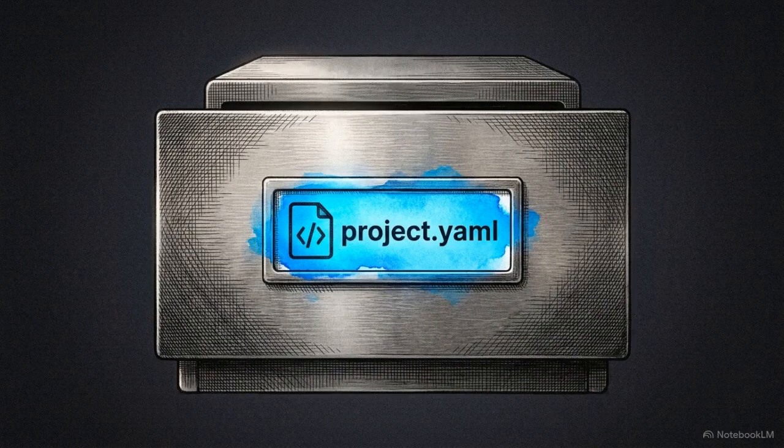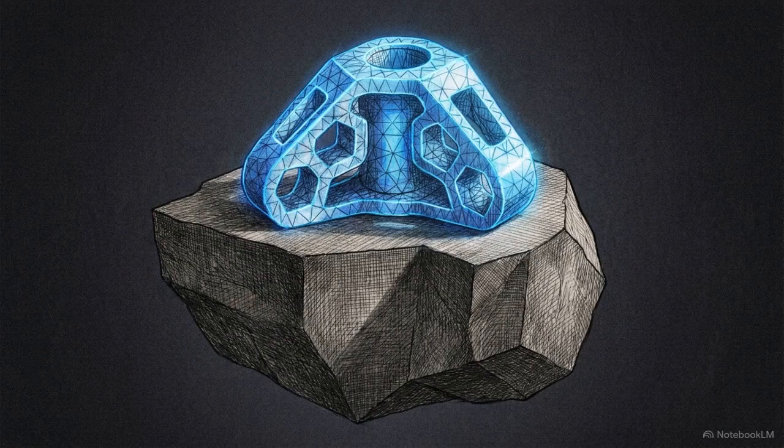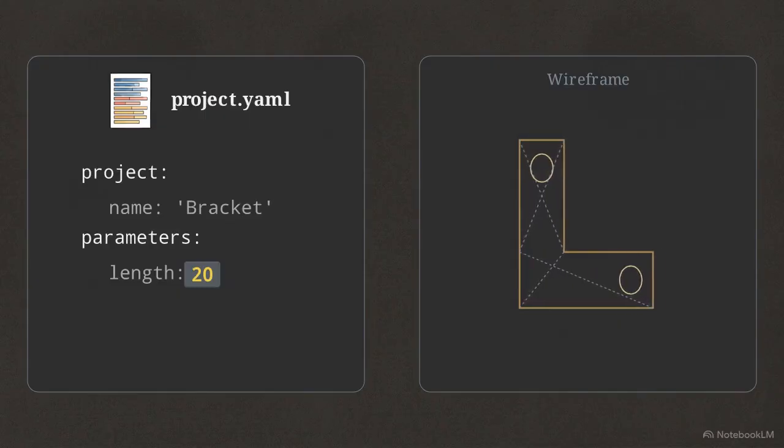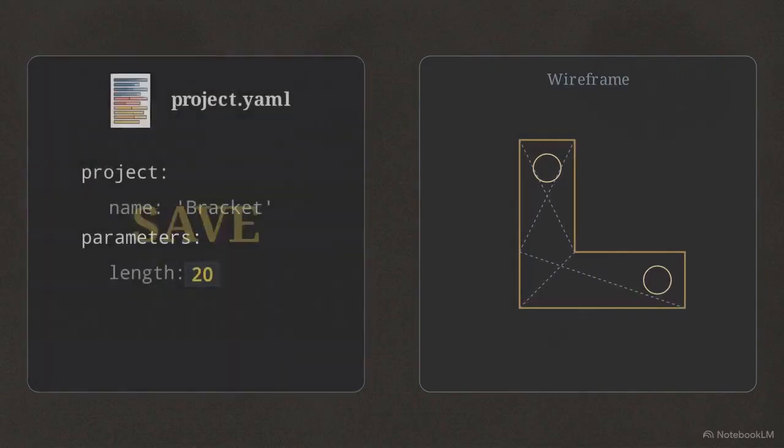The foundation of this pipeline is a single file called project.yaml. It serves as the absolute bedrock, the single source of truth for the entire project. In parametric CAD, geometry is text. The YAML file on the left generates the wireframe on the right. Modify a text variable and dimensions instantly stretch to match.